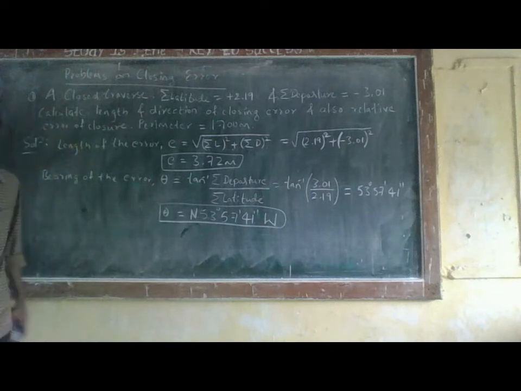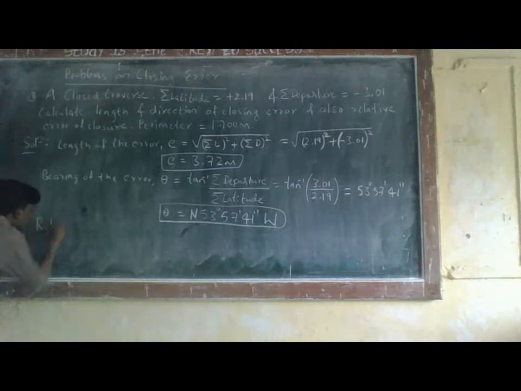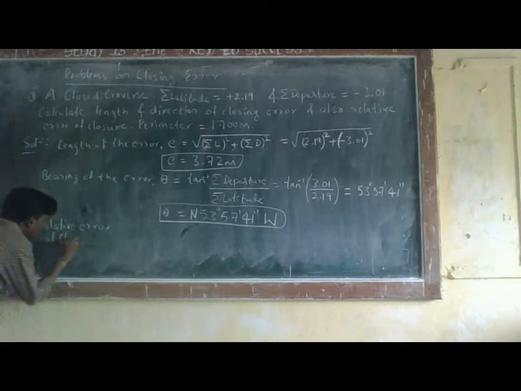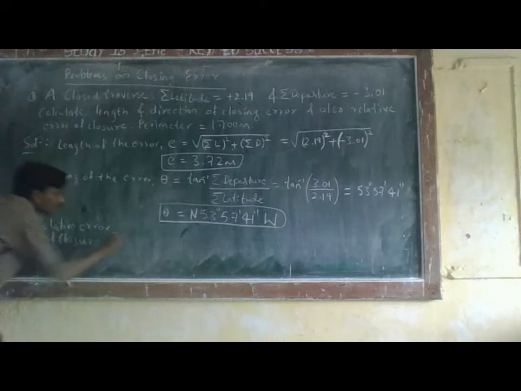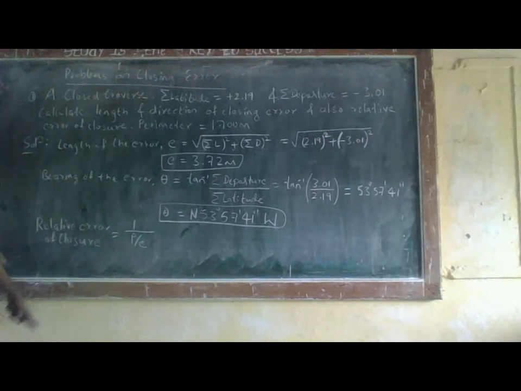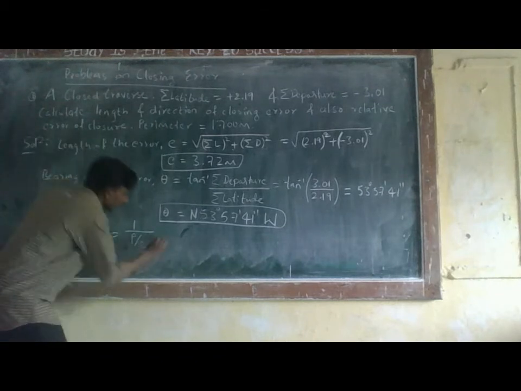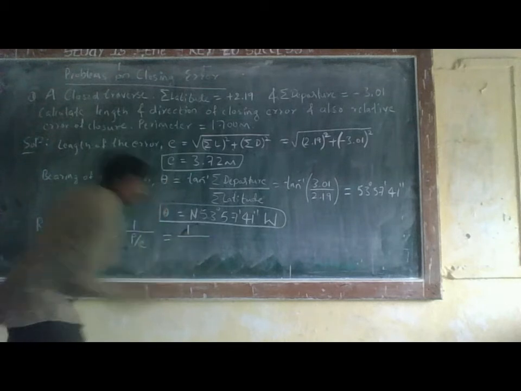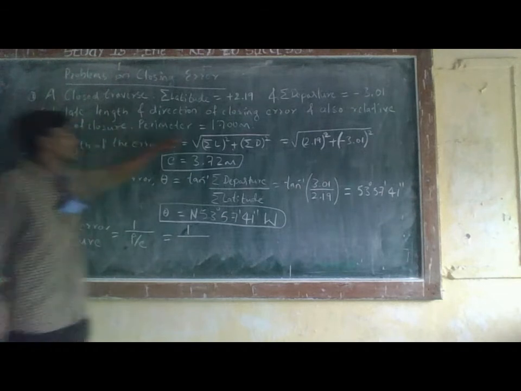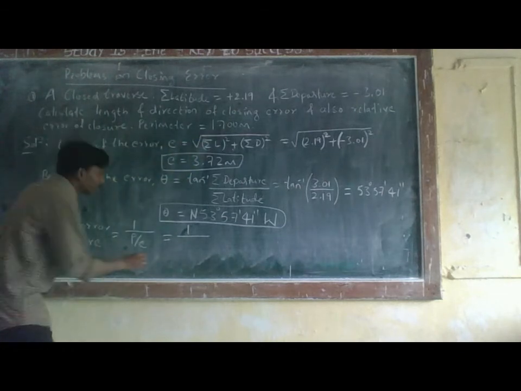Now we have to calculate the relative error of closure. Now here relative error of closure is equal to 1 divided by P by E. So this is the formula. I think you have learned this in a previous video. Now substitute the values, 1 divided by P. So P is nothing but the perimeter. So here in the question they have given the perimeter.